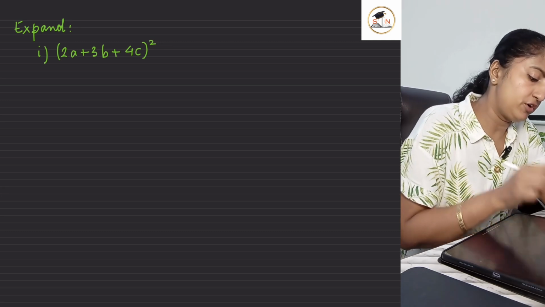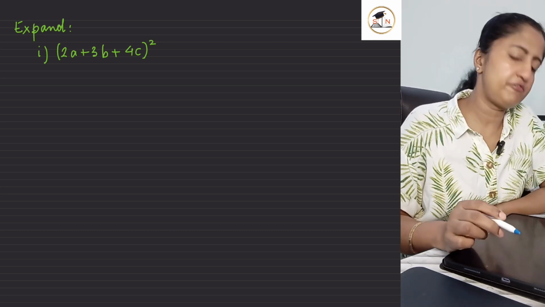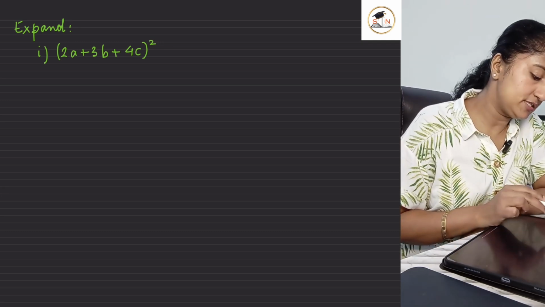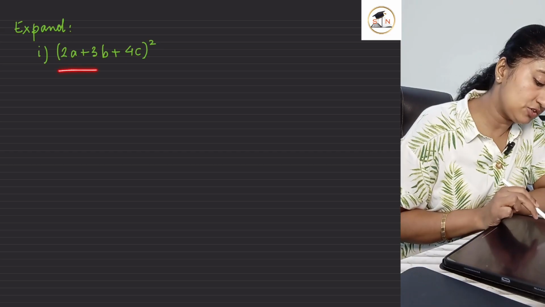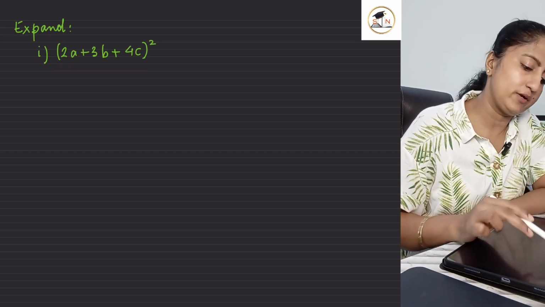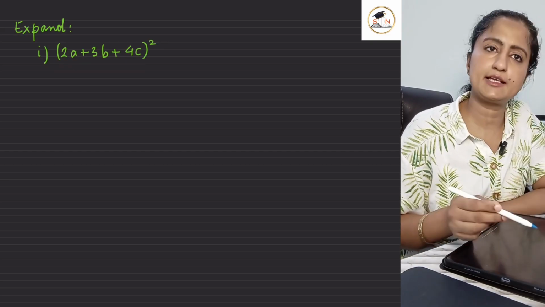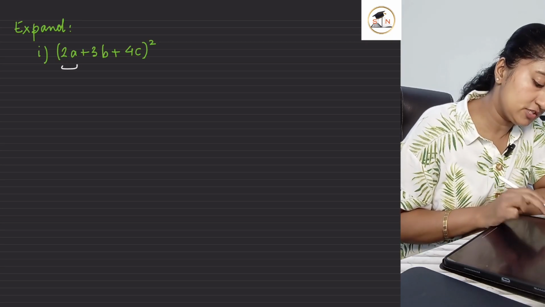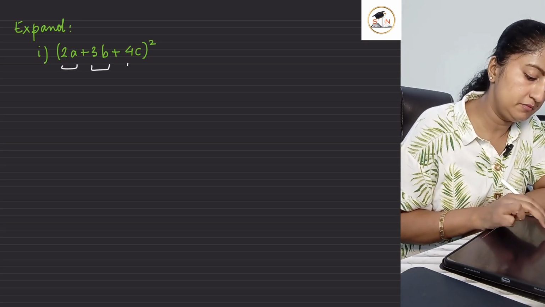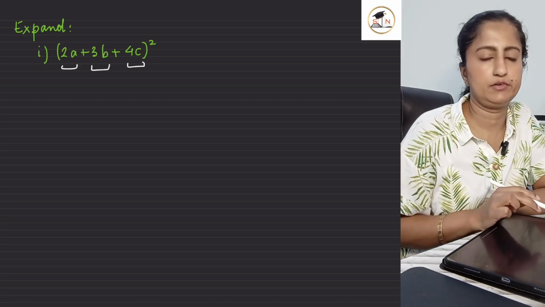Now, moving on with the first portion of expansion. The question says (2a + 3b + 4c) whole square. So what are we supposed to do? Expand. Now, this is your first term, second term, and third term, right?